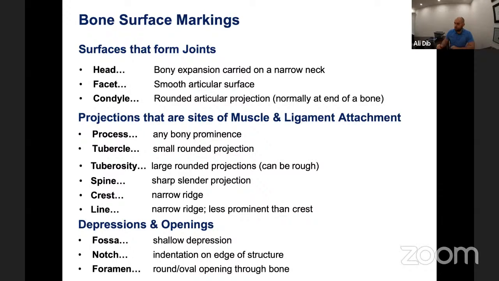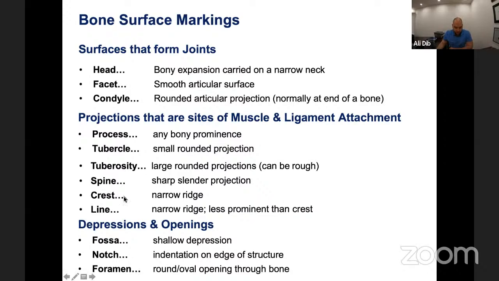So for example, the greater tuberosity of the humerus is where a lot of the rotator cuff muscles attach. We're going to get into that later on in the course. We have spines, which are sharp, slender projections, and we have the spinous processes of the vertebrae. Those are the bony pieces of the spine that everyone touches in the back.